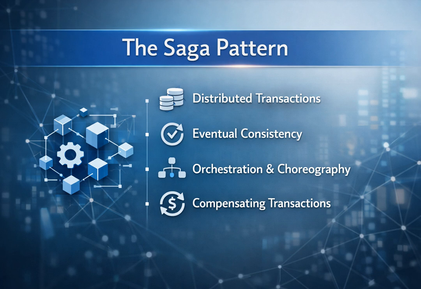The saga pattern ensures eventual consistency, even in the face of failures. It provides high availability by avoiding long-lived distributed locks and allows services to operate independently, facilitating horizontal scaling.